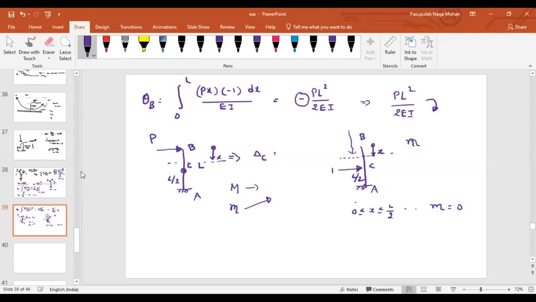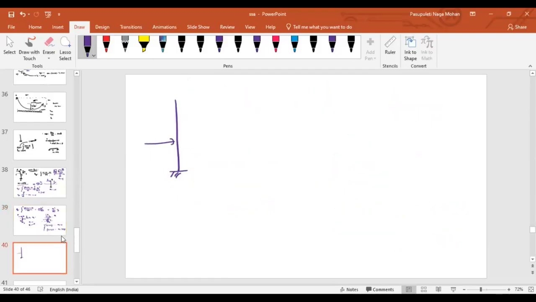What about from L by 2 to L? What about your small m? If I consider a section somewhere around here, then the moment will be this much. So m will be 1 into (x minus L by 2). Have you written it like this, or have you written it in some other way? Is this equation okay?